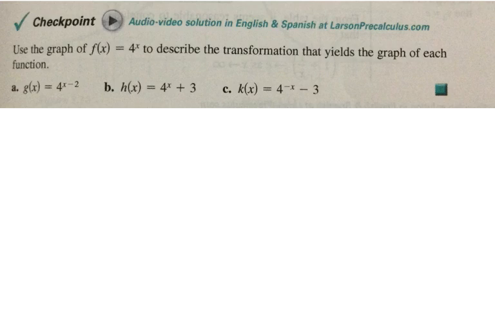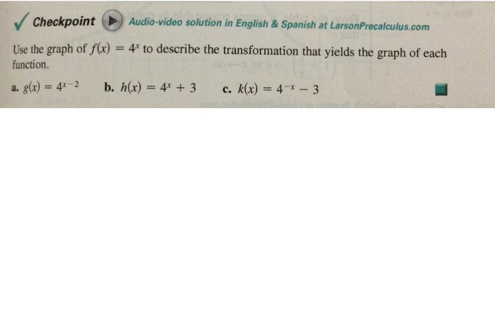If I graph 4 raised to the x... oh, sorry, I messed up. 4 raised to the x minus 2. Graph it. It's like it's delayed the time that it's going to start growing exponentially, right? It shifted right 2. Right, what do we think this is going to do?